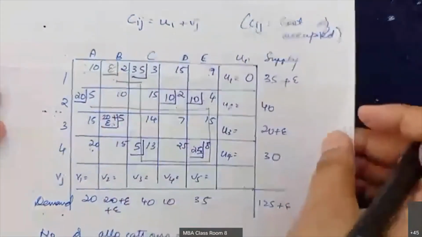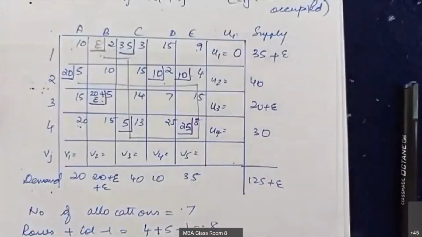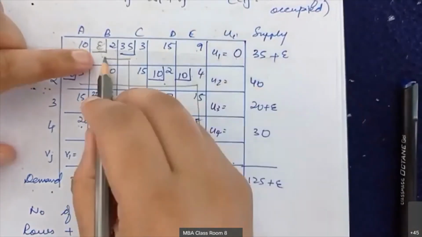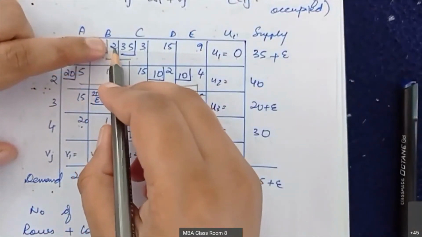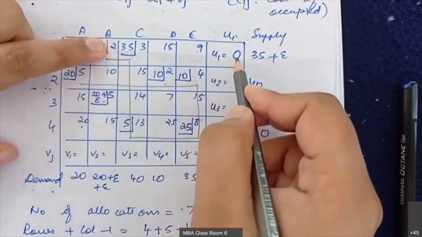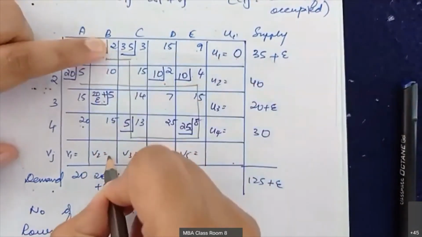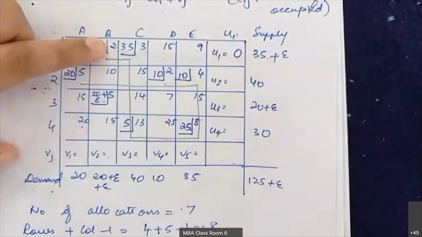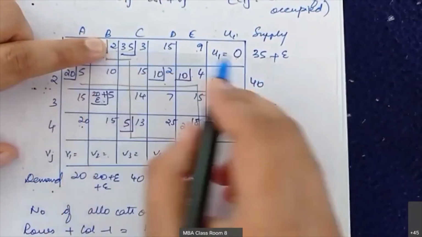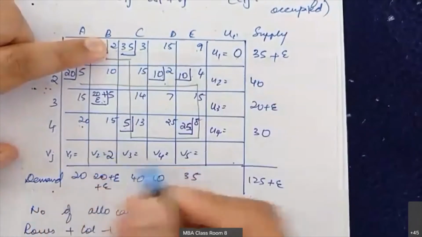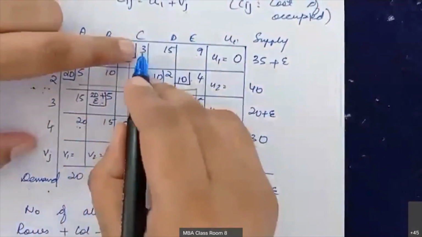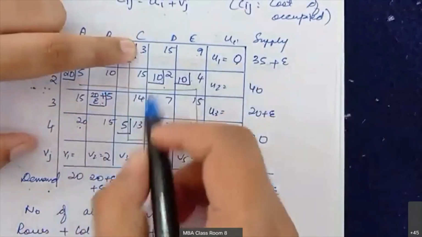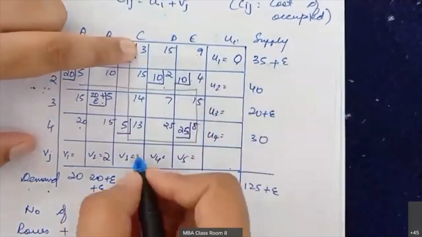Okay, so we'll start assigning the values now. Can you tell me, here U1 is equal to 0? In the cell, I know the cost is 2. I know the value of U1, so I can assign the value of V2. Here it is 2 minus 0, so V2 will become 2. Next one, in this cell, I have the cost 3. Again, U1 is 0, so V3 will be 3 minus 0. So it will be 3.